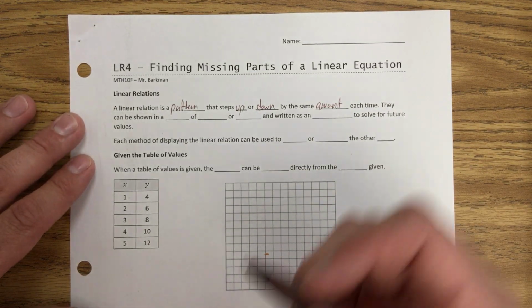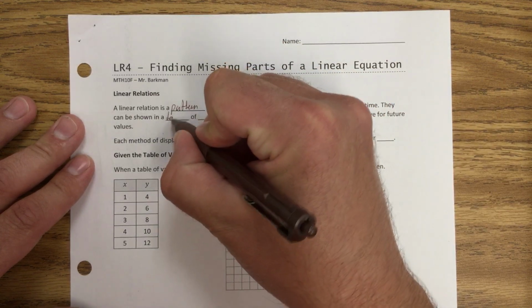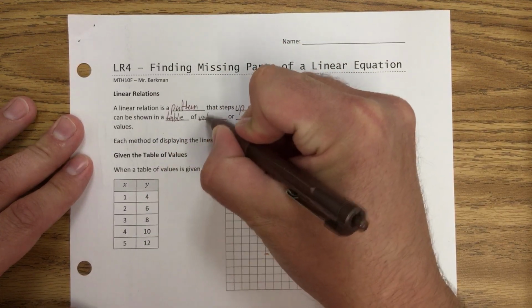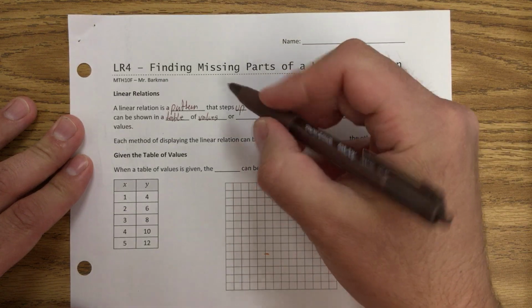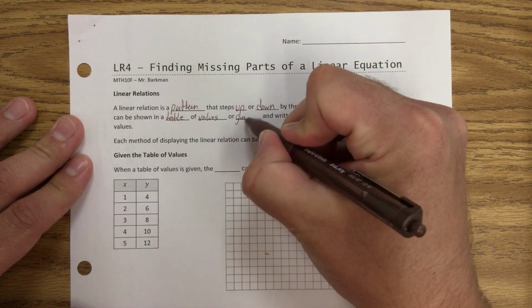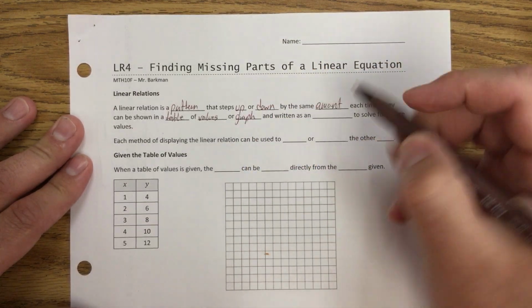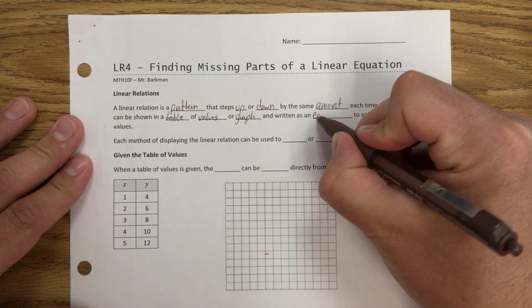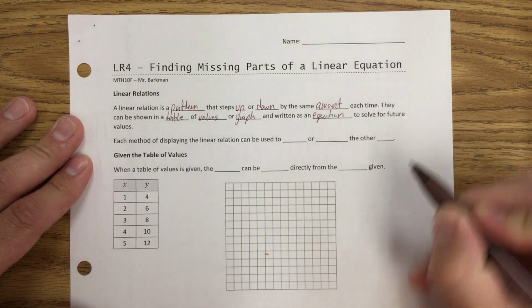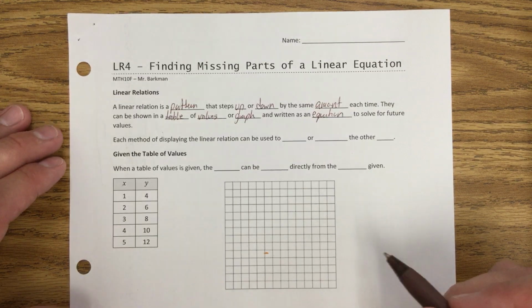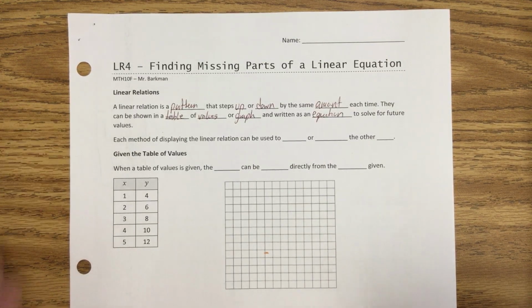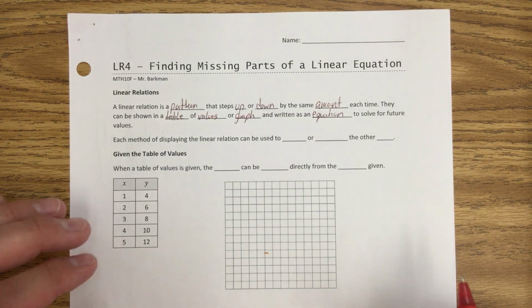They can be shown in a table of values or graph, and they can be written or described as an equation, to solve for future values. So there's a few different ways that we can represent it. We're going to be taking a look at all three of them and how we can go back and forth between all three of those ways of displaying it.